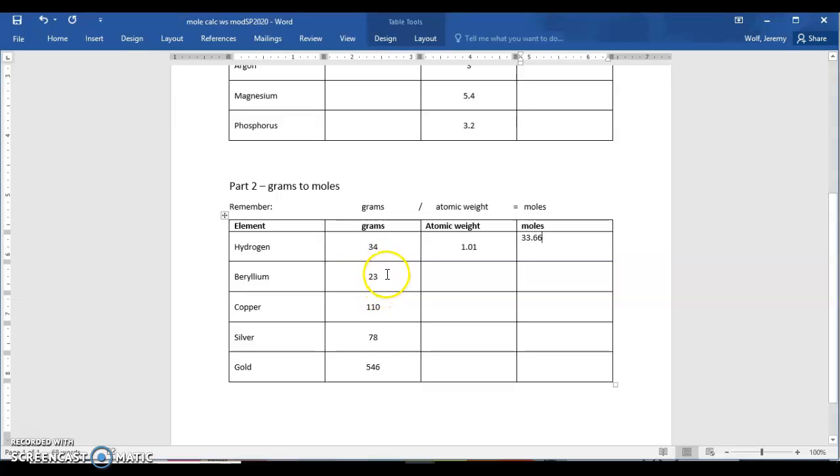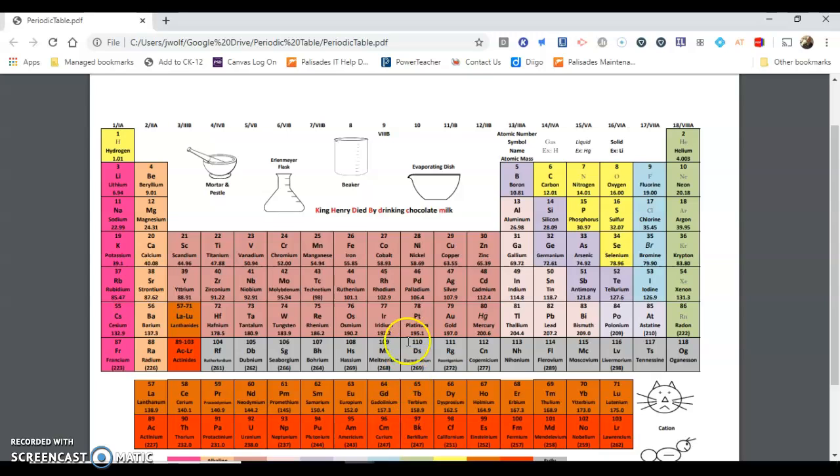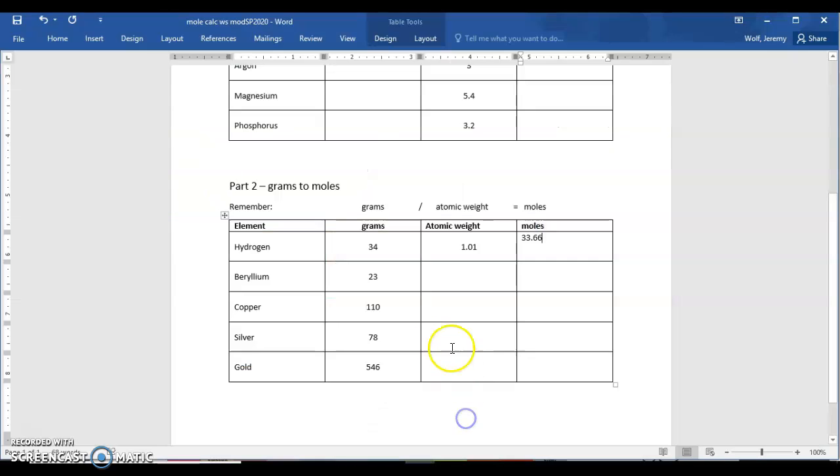Beryllium has 23 grams is the number we're using here. But we're going to go look at the atomic weight for beryllium. So we go back to our periodic table, and beryllium is right here, 9.01. So we go back to our document. So I type in here 9.01, and then I use my calculator, 23 divided by 9.01, and that tells me it's 2.55, blah, blah, blah.